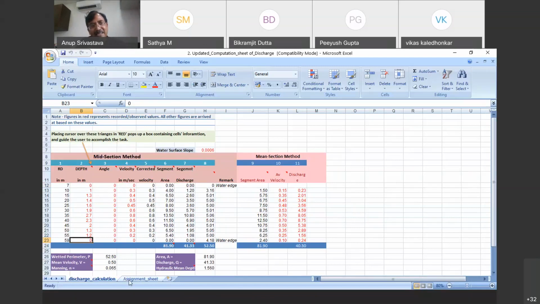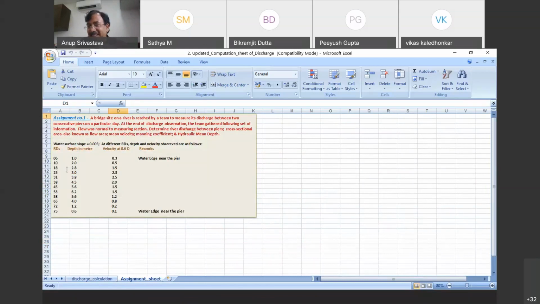Let me open that assignment sheet. This is a simple hypothetical discharge values, this RDs, depth, and velocity. This is, I am audible, Pandeyji? Yes, you are perfectly audible. Okay. Only request was there was a request that midsection method can be revised in brief again. Okay. There was a request. Okay, I will come to that before concluding.